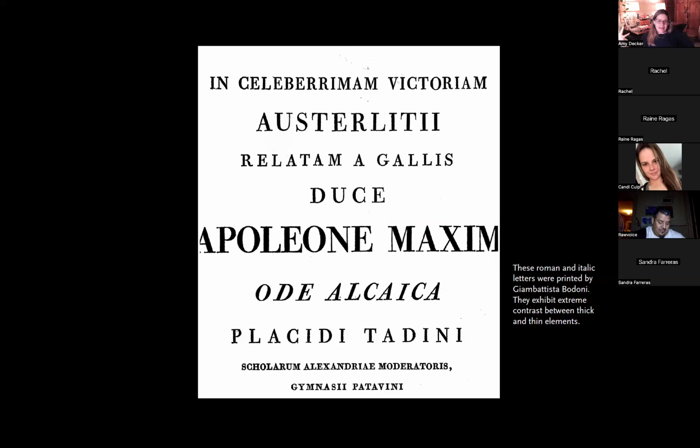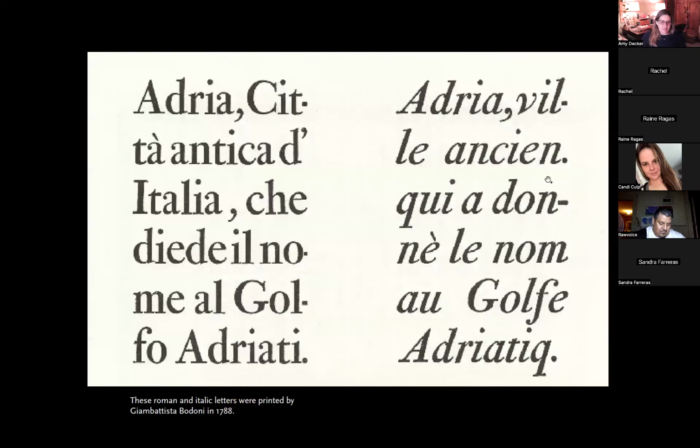Dior, Chanel, high fashion still to this day uses either Bodoni or Didot. These are used in high fashion still today. So these are like, you'll see them all the time. These were designed in 1788 and are still being used in high fashion today.